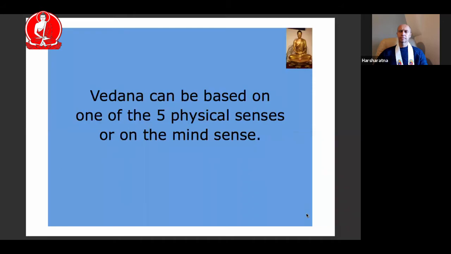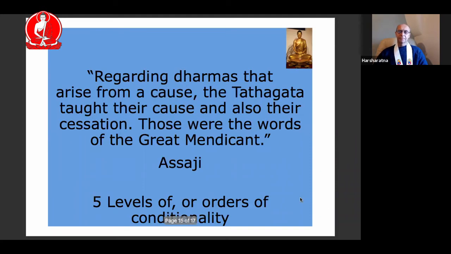So to help us understand this, we need to go back to conditionality. We should have another slide coming up. Oh, I missed a slide. I forgot about this one. It probably already covered this. A Vedana is based on one of the five senses or on the mind sense. And then we'll move on to the next slide.